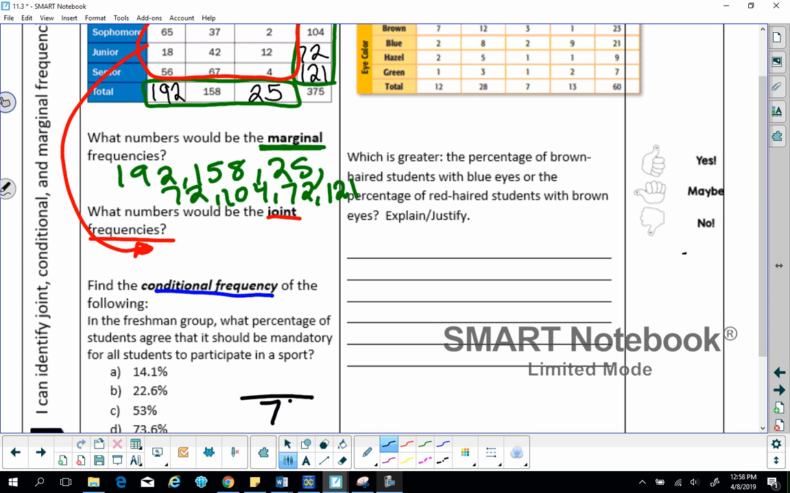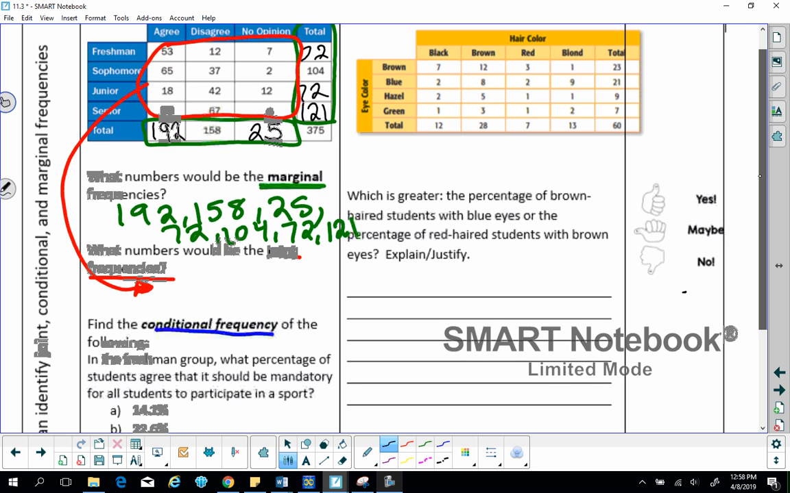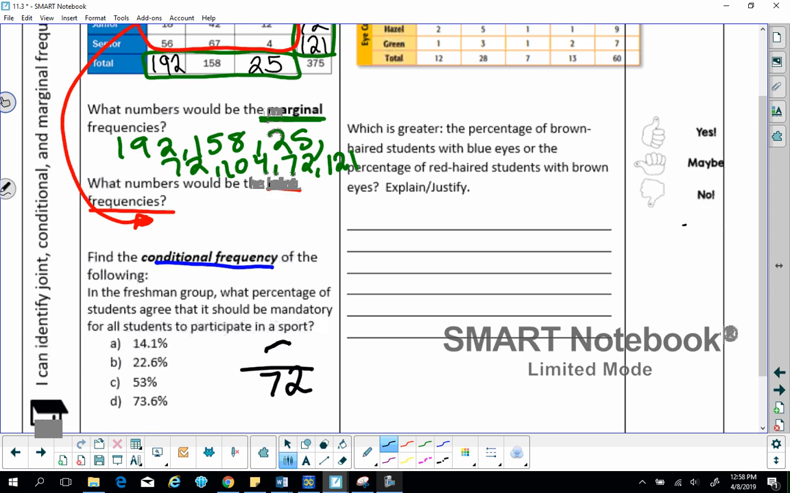How many are in the freshman group? 72. So it's out of 72. How many think it should be mandatory? 53. How would I find that percent? 53 divided by 72. Put that into your calculator. And then how do I get it to a percent? Press second, and then press. Which one do you end up getting? A, B, C, or D? D.